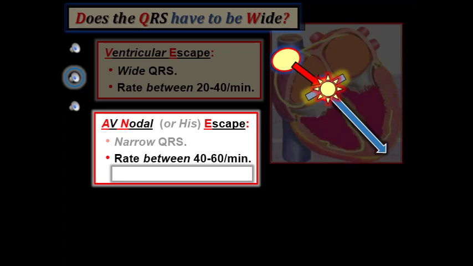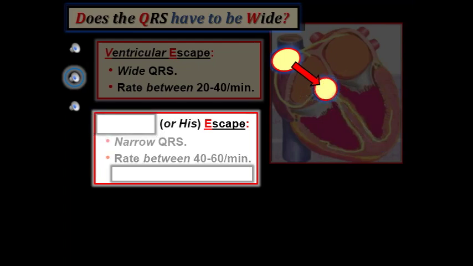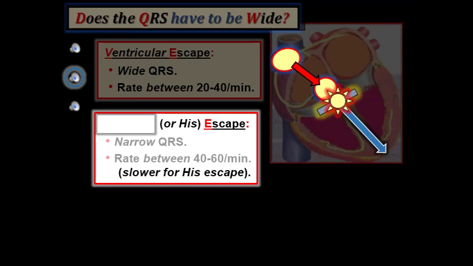Occasionally, the escape focus may arise from a little bit lower down, but still from within the conduction system, that is, within the bundle of His, in which case the QRS will be narrow and the rate a little bit slower. That said, more important than whether the site of the escape is from the AV node or from the His is that the finding of a narrow QRS tells us that the escape focus is arising from somewhere within the conduction system.